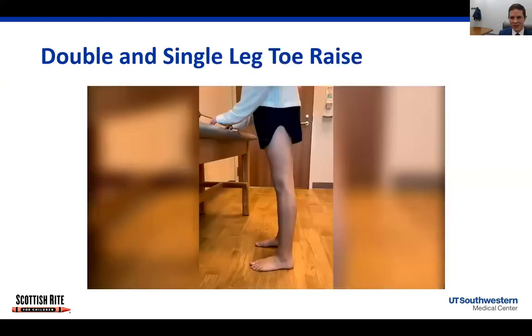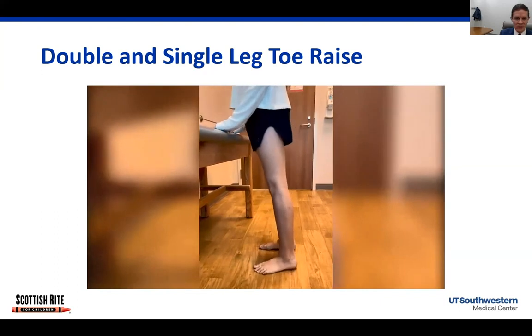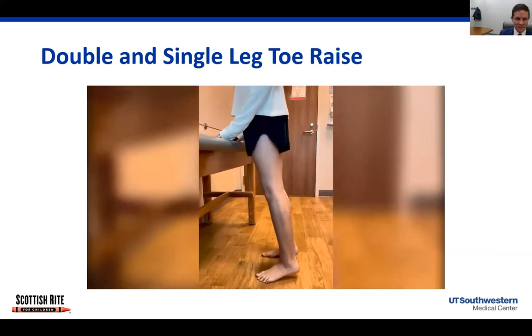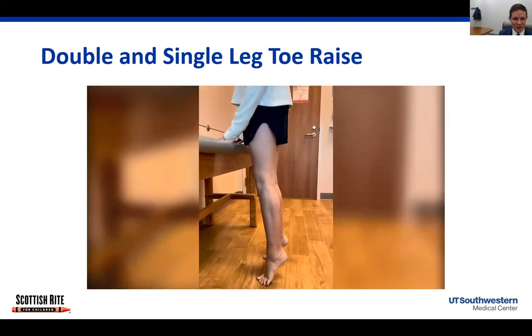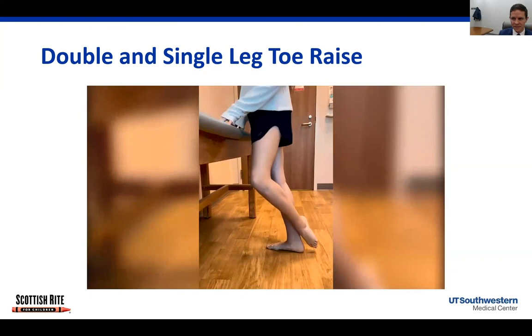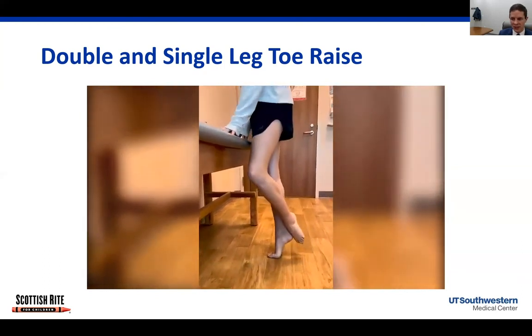All right, after this, I'll do some double and single leg toe raise testing. This tests their strength and how their pain is in regards to their strength, all right? So I'll have them go up on their toes. I'll usually do both feet first and see, all right, are they able to do this or not? This tells me how strong and how confident they are on their ankles, all right? And then after that, I'll have them do a single leg toe raise. I'll have them do it both on the injured side and on the uninjured side, all right?